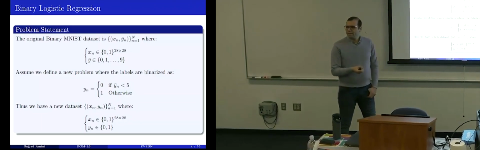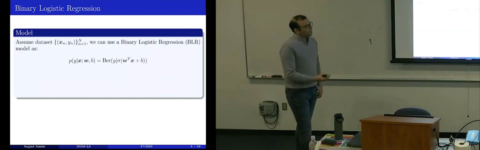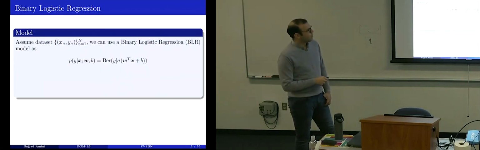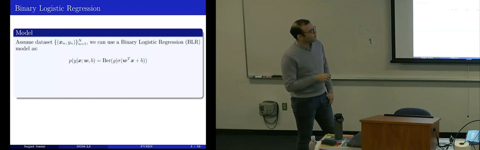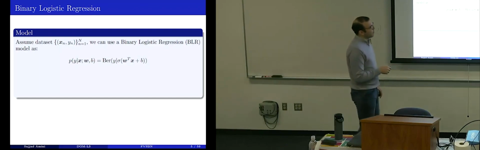Do you agree? Okay. So in this data set, assume that I want to estimate this new label using the input data. What can I do? I can easily use binary logistic regression. Why can I use binary? Because the labels are binary now. So by estimating just one parameter, which is the parameter for the Bernoulli distribution, I can solve the problem.